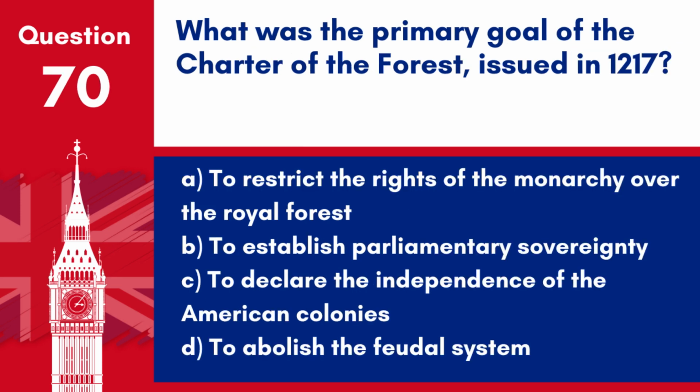Question 70. What was the primary goal of the Charter of the Forest, issued in 1217? A. To restrict the rights of the monarchy over the royal forest. B. To establish parliamentary sovereignty. C. To declare the independence of the American colonies. D. To abolish the feudal system.